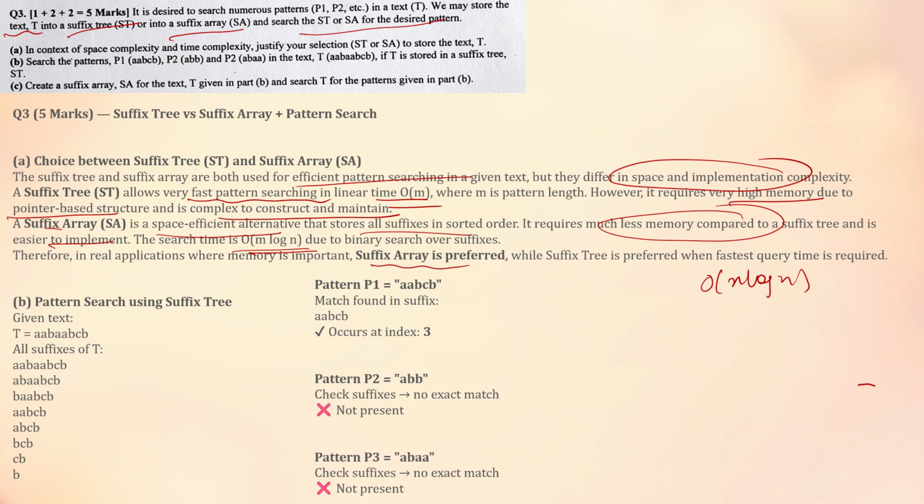Now first we store all the suffixes of T. Then we search this pattern and suppose it is found at index 3, 0, 1, 2, 3. We found this ABB. Is it there? No exact match, therefore not present.